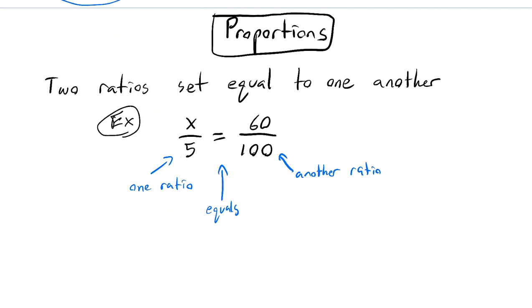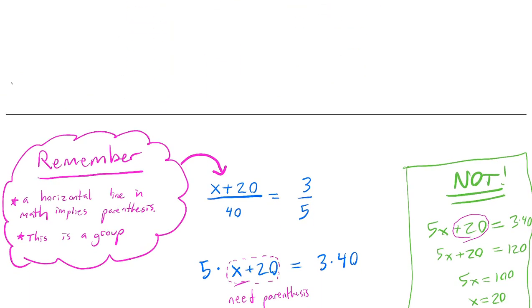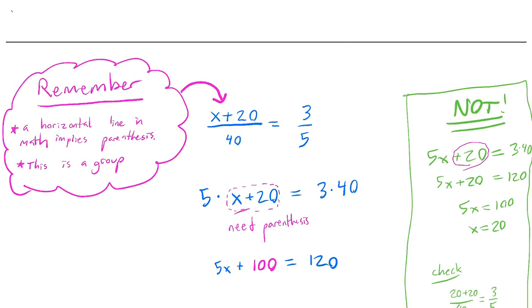But I could totally just say like 3 over 4 equals 6 over 8. Not a very useful proportion, but a true proportion. That's one ratio on the left equals one ratio on the right. That's all that a proportion is: setting two ratios equal to one another. Okay, and again, we could solve that, and I'm going to show you how in a second.